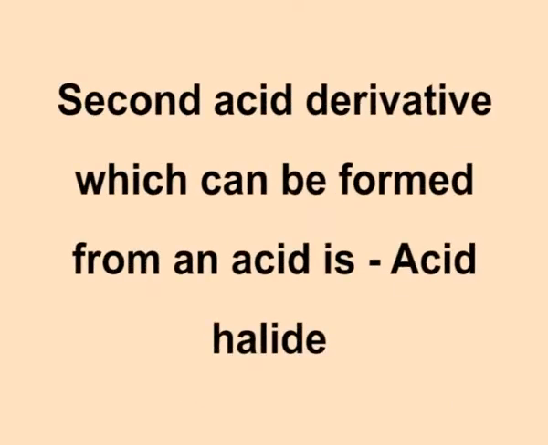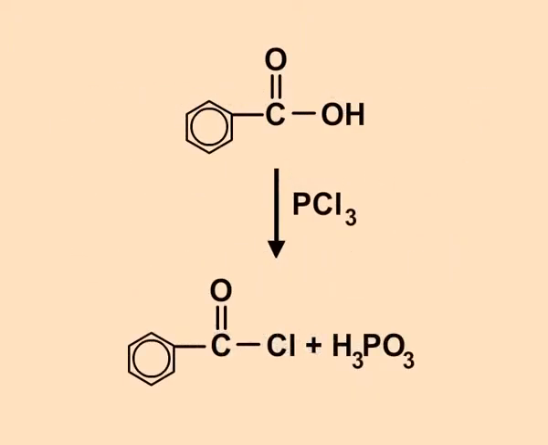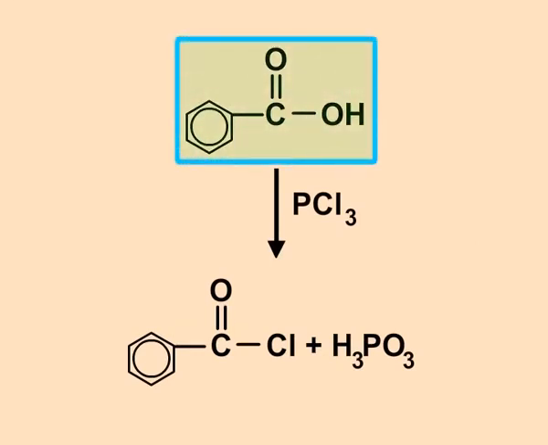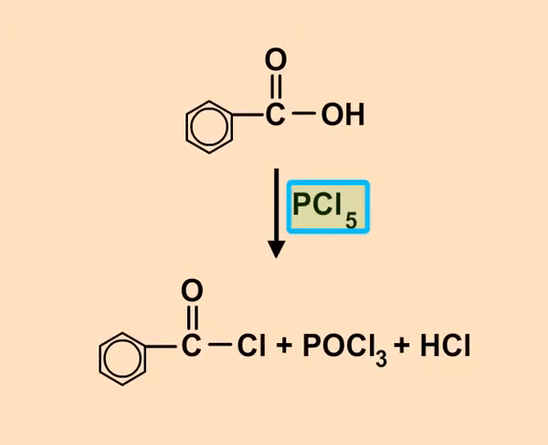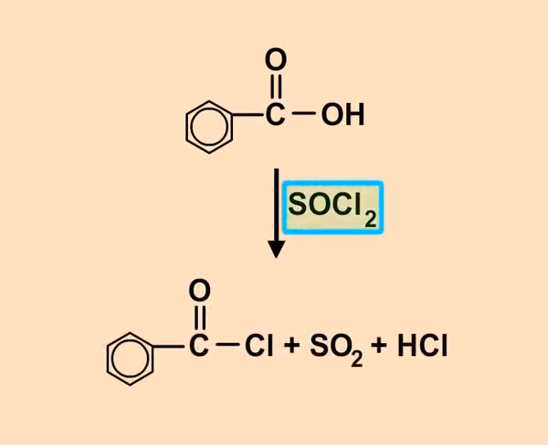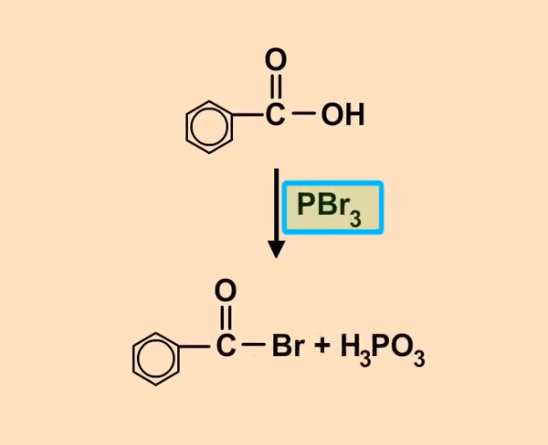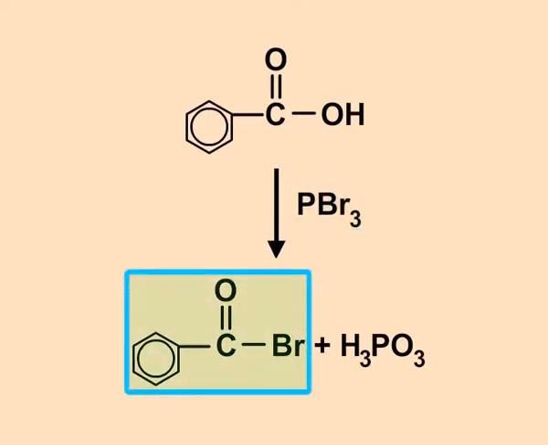The second acid derivative which can be formed from an acid is acid halide. Carboxylic acids react with phosphorus trichloride, that is PCl3, phosphorus pentachloride, that is PCl5, thionyl chloride, that is SOCl2, and phosphorus tribromide, that is PBr3, to form acyl halides.